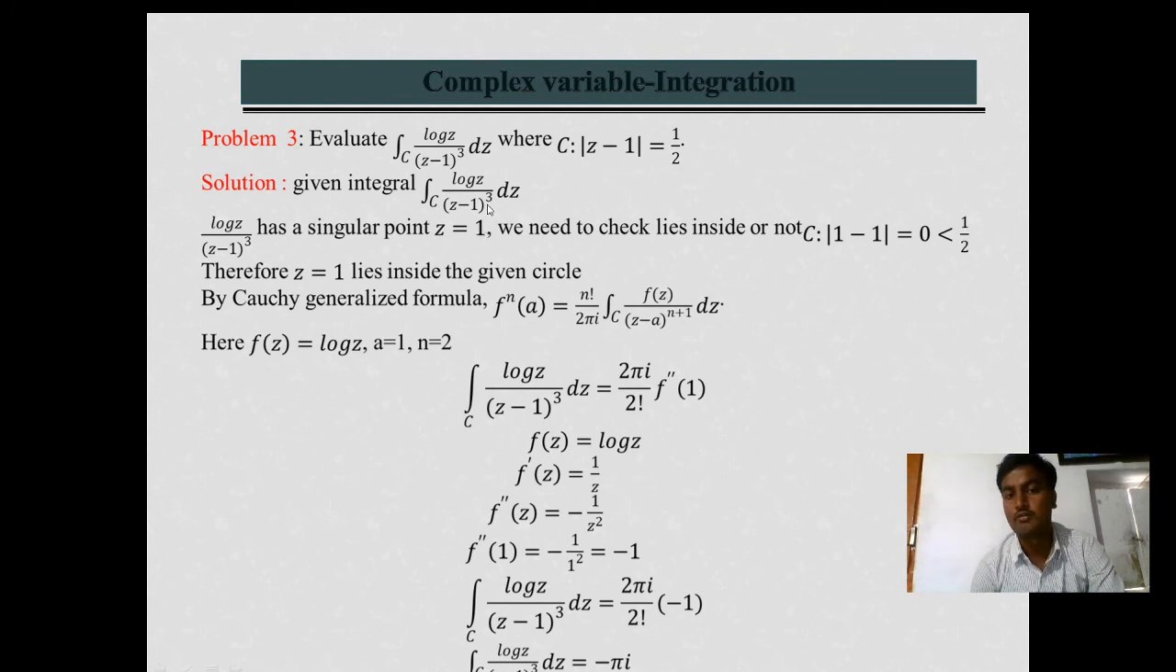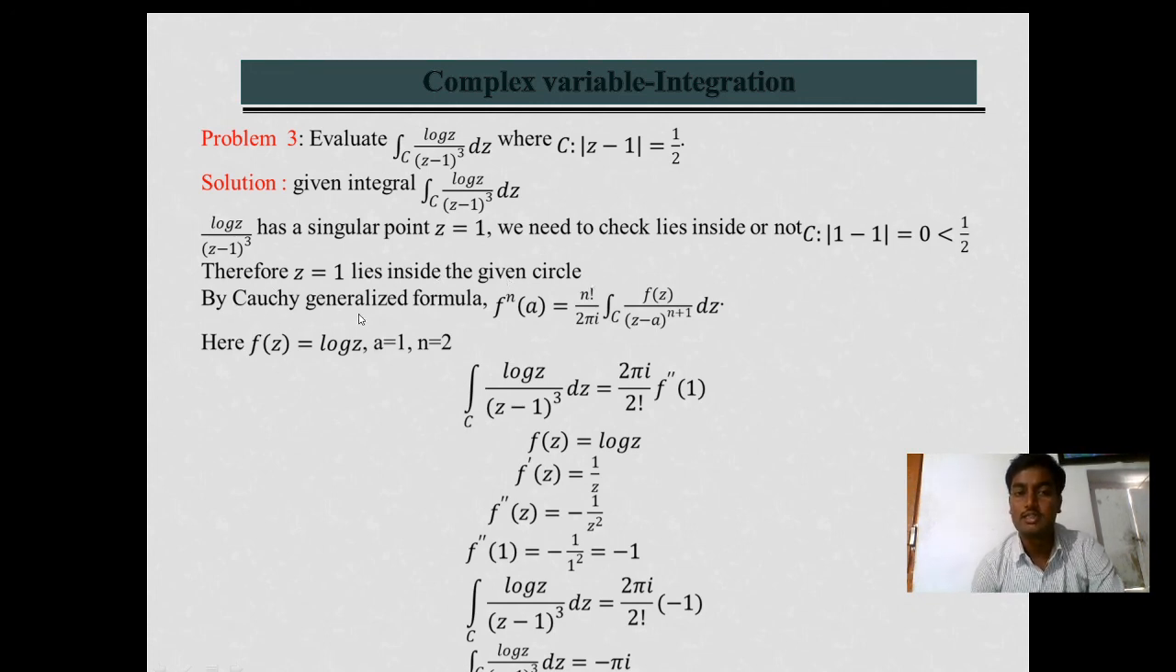It is also repeated 3 times, right? Now we need to check whether this point lies inside or not. So substitute z equal to 1. If we substitute z equal to 1, it is 1 minus 1, it is 0, right? Modulus of 0 is less than 1 by 2. So that means that point lies inside the circle, right? So z equal to 1 lies inside the given circle.